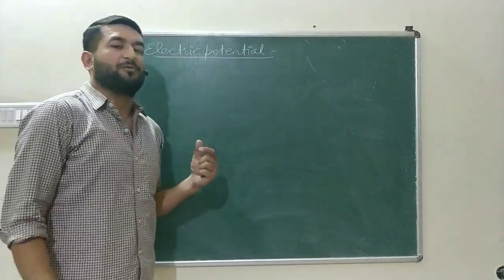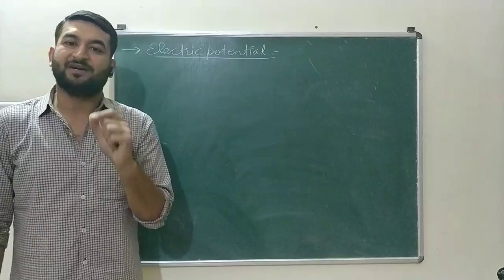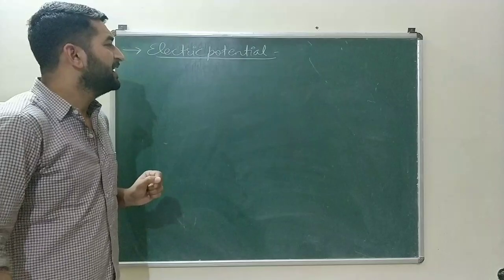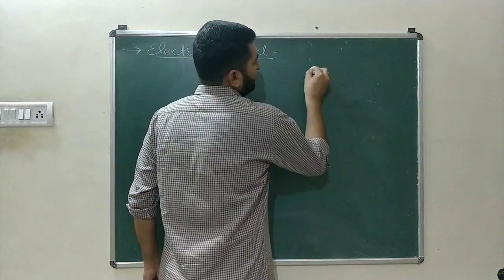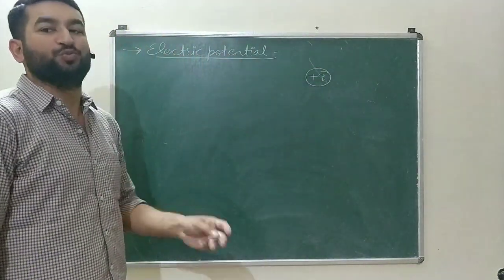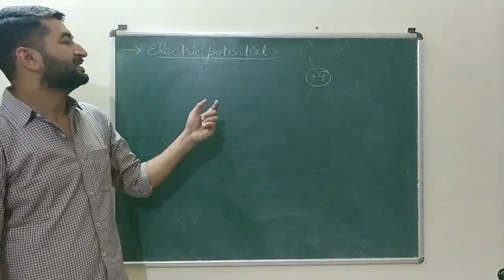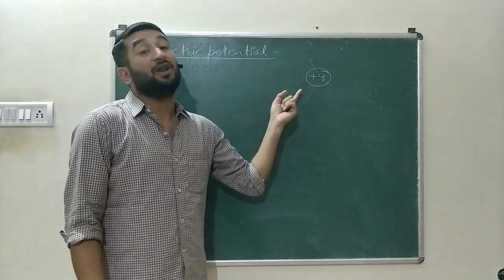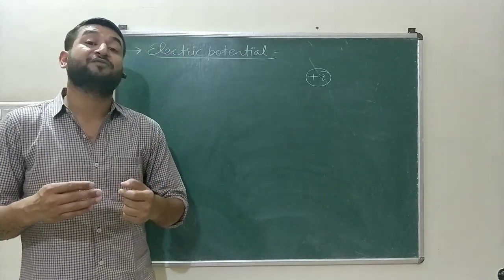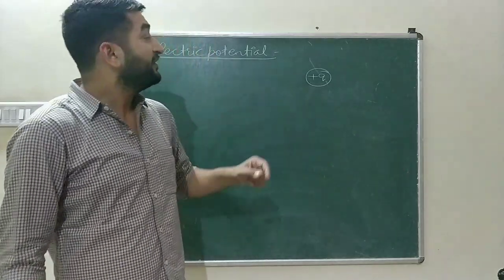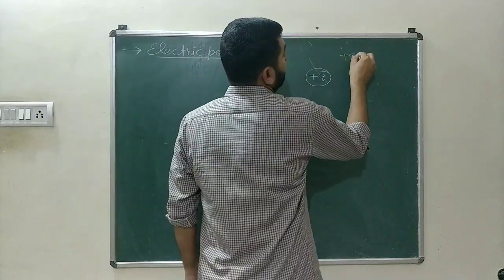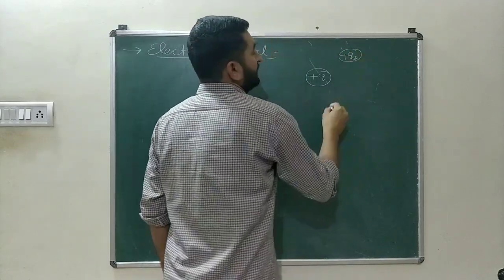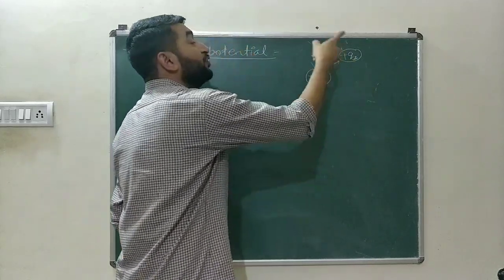Before understanding this topic, we must know two terms: electric force and electric field. Let us suppose it is a charged object, a charged body, and it has a charge of plus Q. As we are all aware, charges always exert a force on other charges. If there is another positive charge, Q2, around it, it will exert a force of repulsion over it.